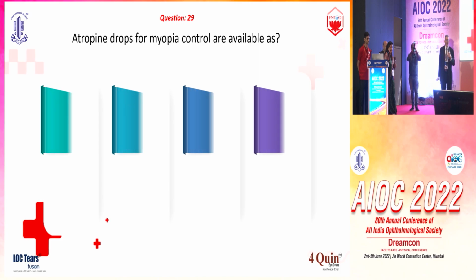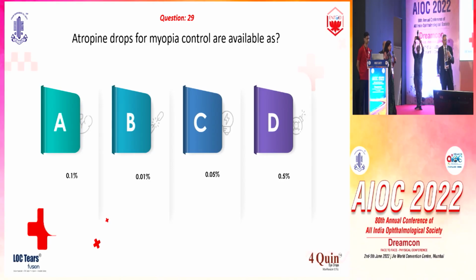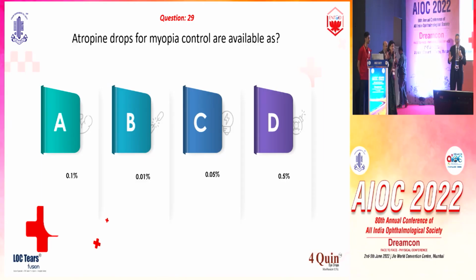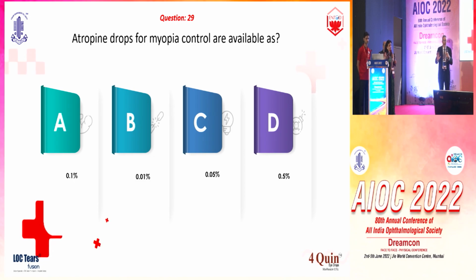Atropine drops for myopia control. Now this is an Entod thing. This had to be there. So penultimate question. Atropine drops for myopia control currently in our country are available as 0.1%, 0.01%, 0.05% or 0.5%. Okay, the time starts now.